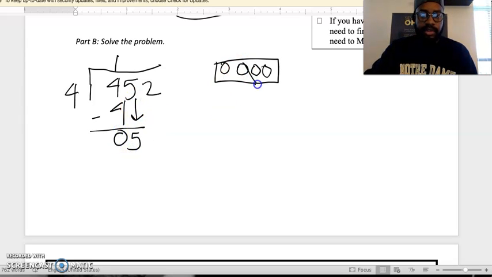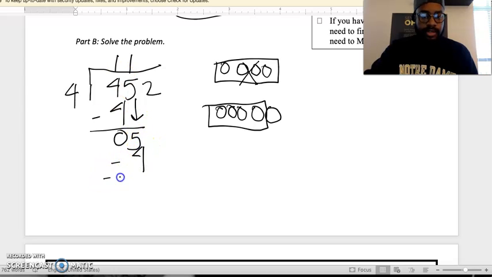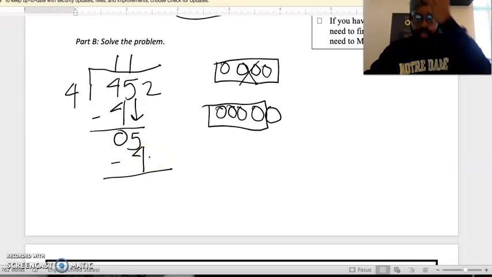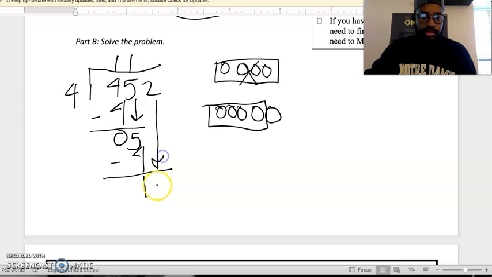Now my new number is 5, so I'm going to draw my 5 circles. Break that up into groups of 4. That's one whole group of 4 and 1 left over. I'm going to put my whole groups up top. 1 times 4 is 4. Subtract 5, count back, 4, 3, 2, 1. Bring this down, so now I have 12 circles. I'm going to draw my 12 circles.